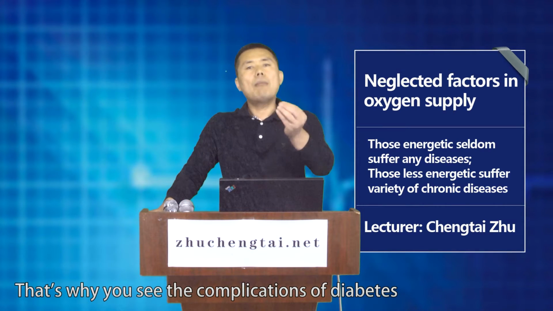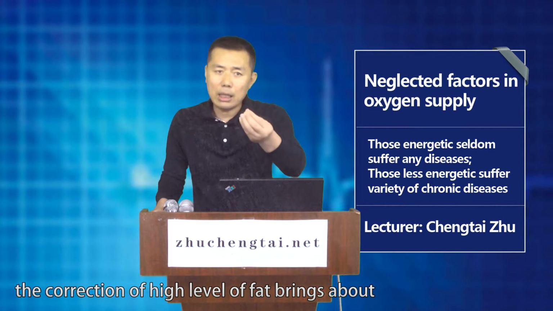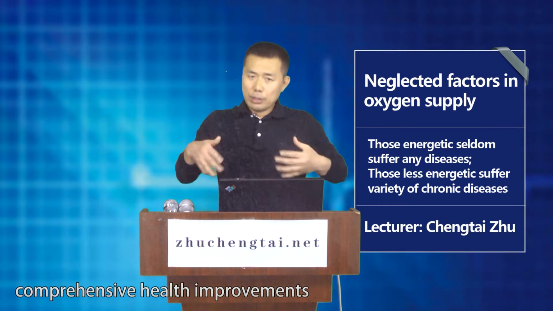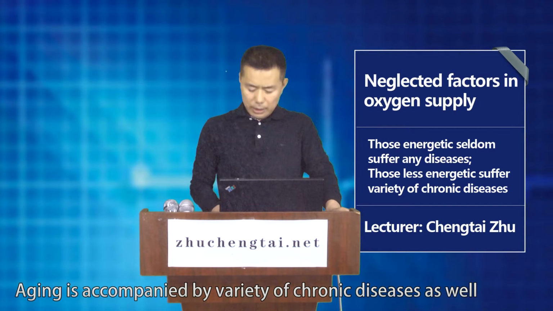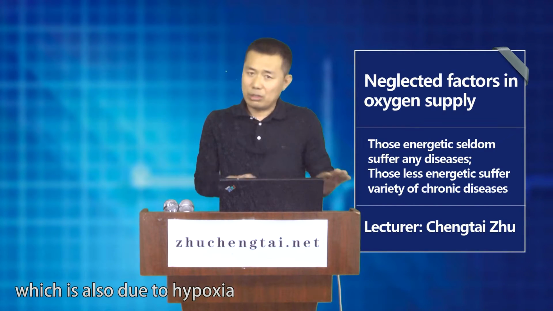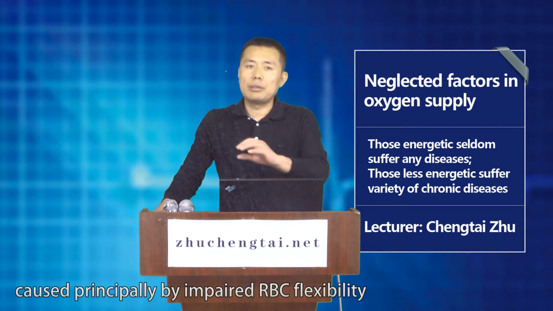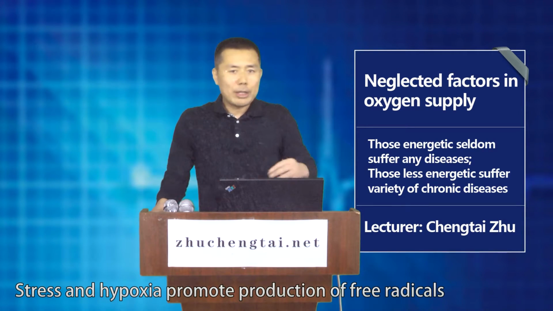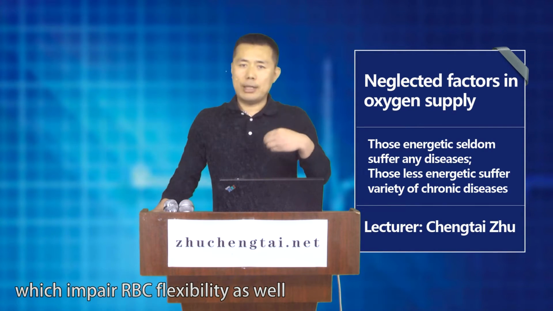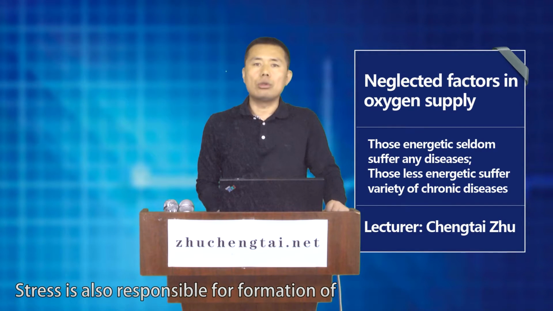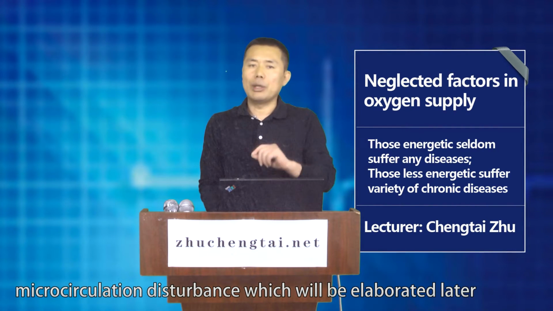That's why you see the complications of diabetes, and that's why you can observe the correction of a high level of fat brings about comprehensive health improvement. Aging is accompanied by a variety of chronic diseases as well, which is also due to hypoxia caused principally by impaired RBC flexibility. Stress and hypoxia promote production of free radicals, which impair RBC flexibility as well. Stress is also responsible for formation of a microcirculation disturbance, which will be elaborated later.